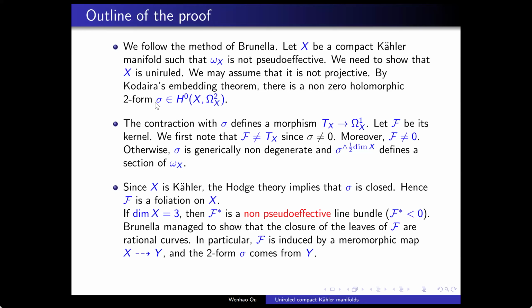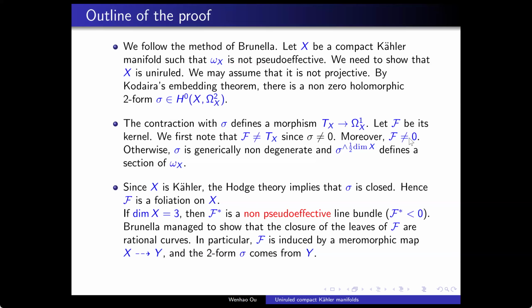So we will look at this two-form sigma. We can consider the contraction with this two-form. It defines a morphism from the tangent bundle of X to the cotangent bundle, omega 1 X. I will let F be the kernel of this contraction. Then F is a coherent subsheaf of the tangent bundle T_X. We first observe that F is different from T_X, because this two-form sigma is non-zero. Moreover, we claim that F is not zero.